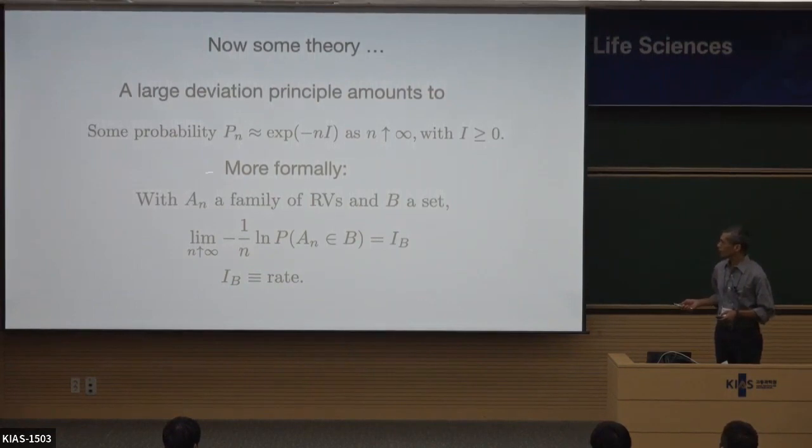We have a family of random variables, and if the random variables take values in some set B, that's the mathematical formulation, then there's some number I(B), which depends only on B, not on n, and this limit exists. And I(B) is the rate for this set of values B. That's the precise and general mathematical statement.